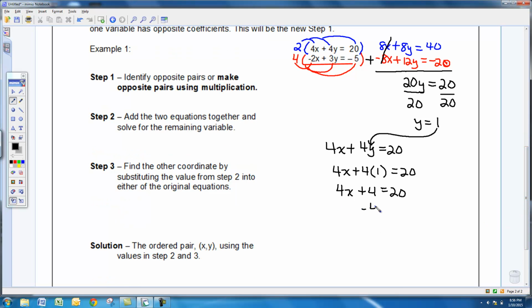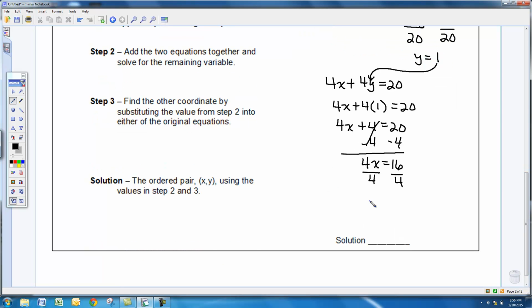Now let's subtract 4 on both sides. That will give us 4x equals 16. Now we will divide both sides by 4, and we find that x equals 4. Our last step is to write our solution as an ordered pair. X is equal to 4 and y is equal to 1. So the solution to this system of equations is the ordered pair 4, 1.